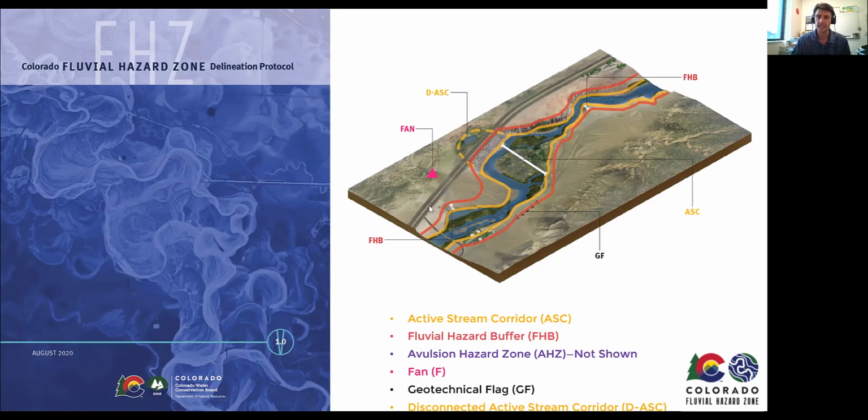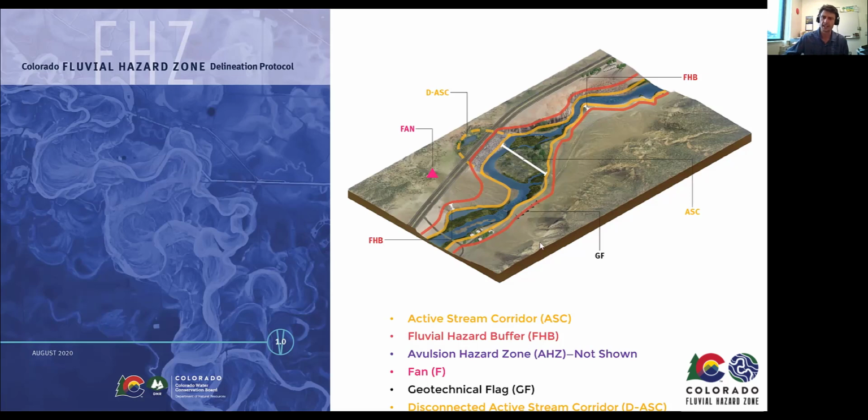We designate fans. These could be debris fans or alluvial fans that are adjacent to the fluvial hazard zone. We use just a flag or a triangle to designate that they exist, rather than delineating them specifically. The Colorado Geologic Survey has the capability of mapping the actual extent of fans and characterizing their hazards for communities, so that's outside of the scope of this.